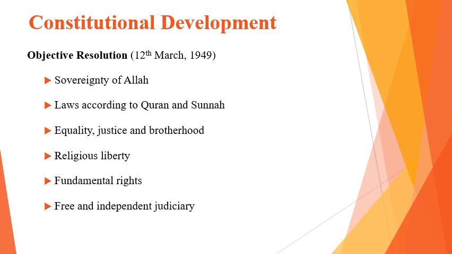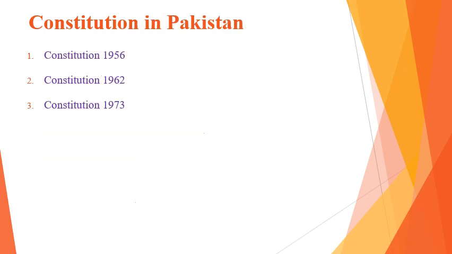Provision of religious freedom, religious liberty. Everybody should be having fundamental rights, the basic rights. And lastly, free and independent judiciary. It means the judicial system should be superior over all the organs of the country.